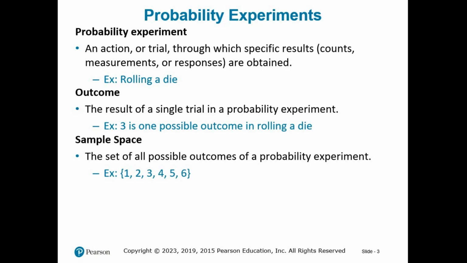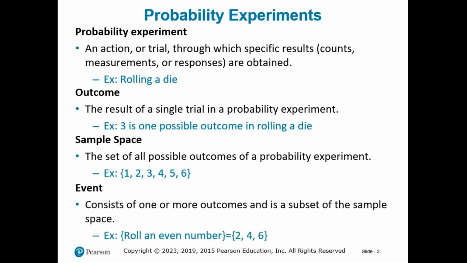The set of all possible outcomes for a probability experiment is called the sample space. And you'll notice in this example, we do use proper set notation to denote sample spaces, with braces to begin and end and commas to separate the elements. Here's the sample space for the probability experiment of rolling the die: 1 through 6.